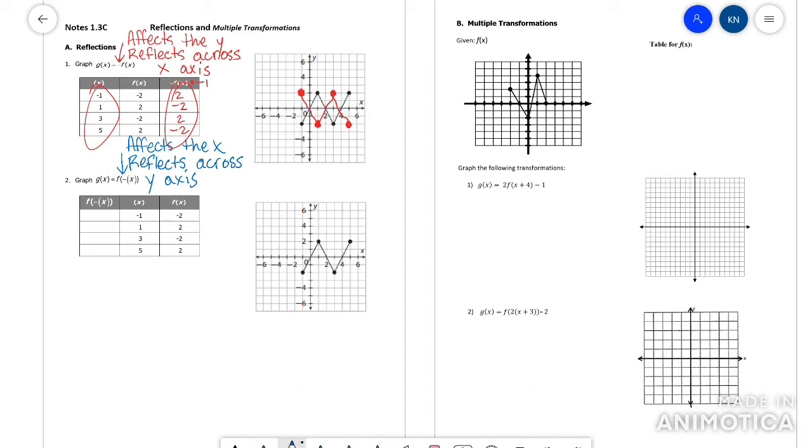Now on the second one, the negative is inside the f of x part, so that means it affects the x, which also means it reflects across the y-axis. So in my table, since it affects the x, I'm just going to times by -1 here to these coordinates. So it's going to become +1, -1, -3, -5. When you times by -1, it's just a sign change. So when I graph this, I'm going to be using this and this as my xy coordinates.